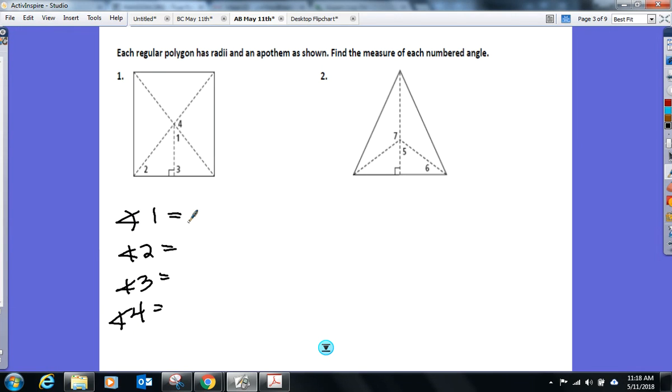And remember, the apothem bisects the angle and the sides. It may not be the same as a hexagon. That's fine. It's a square now.